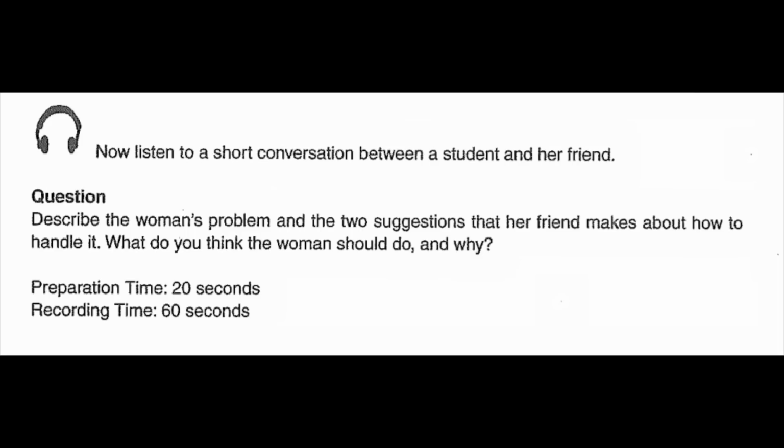Describe the woman's problem and the two suggestions that her friend makes about how to handle it. What do you think the woman should do, and why? Please prepare your answer after the beep.